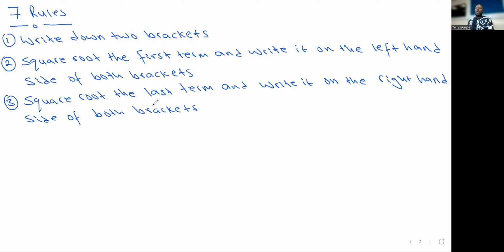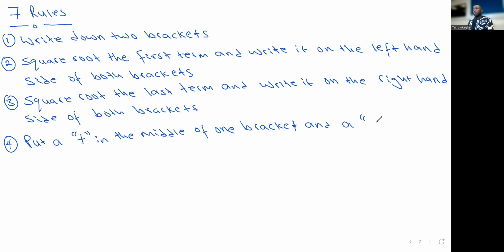Then you put a positive sign in the middle of one bracket, and then you put a negative sign in the middle of the other bracket. Okay? So the order does not matter.